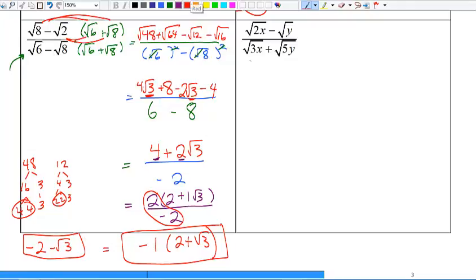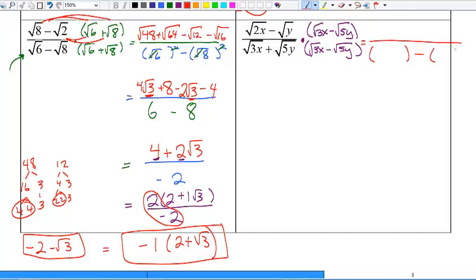On our last problem, again we have a binomial in the denominator with radicals. The only way to get rid of a binomial with radicals in the denominator, to rationalize it, is to multiply by its conjugate. So the conjugate of the square root of 3x plus the square root of 5y is the square root of 3x minus the square root of 5y. Whatever you do to the denominator, you must also do to the numerator. Yes, there is a binomial with radicals in the numerator, but again, we're allowed to have that. So don't make the mistake of trying to take the conjugate of the numerator. That's totally fine.